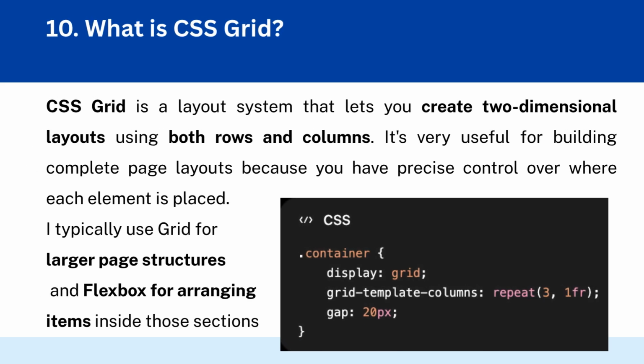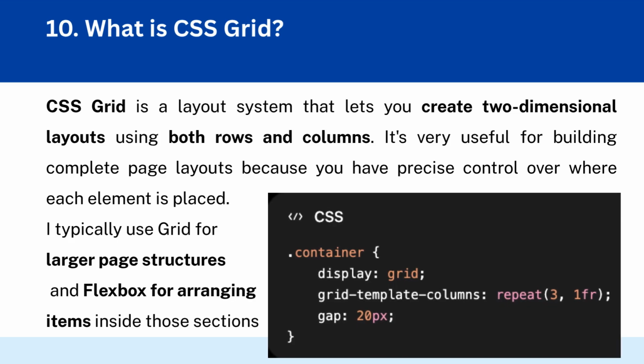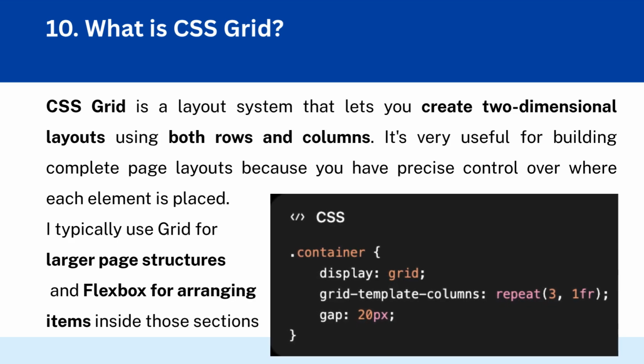What is CSS Grid? CSS Grid is a layout system that lets you create two-dimensional layouts using both rows and columns. It's very useful for building complete page layouts because you have precise control over where each element is placed. I typically use Grid for larger page structures and Flexbox for arranging items inside those sections.